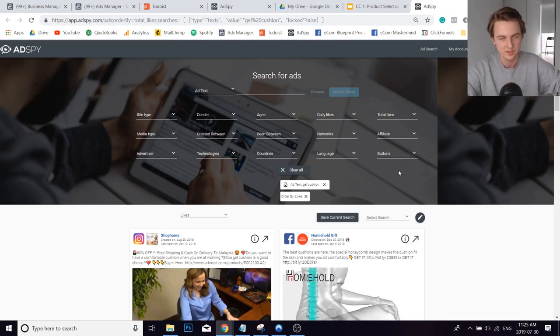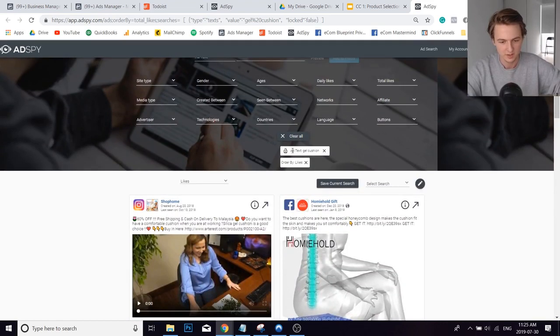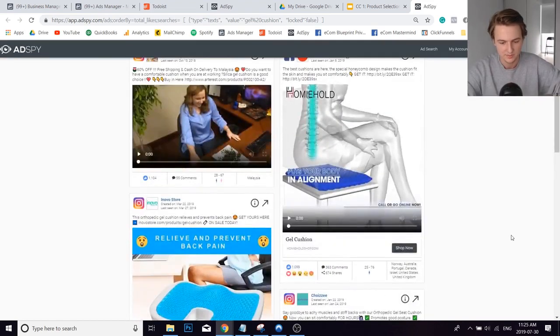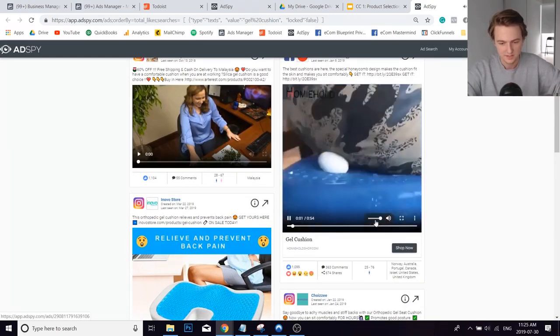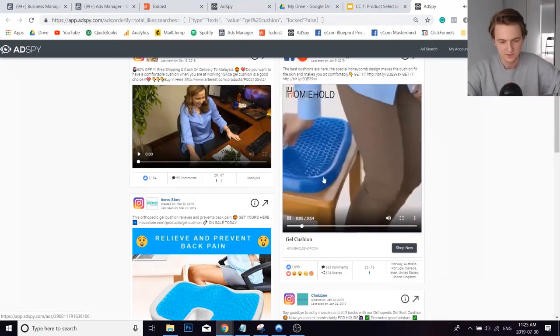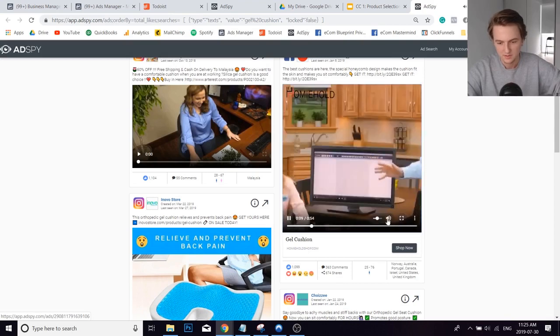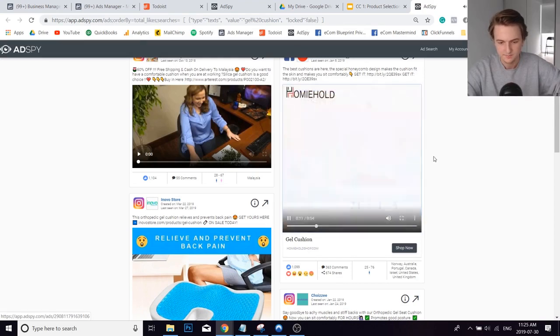Those tools are the best way to validate if there are any competitors running a certain product. What I did is, in the ad text filters, I put gel cushion, and then I just sorted it by likes to see what would pop up. And you can see right here, they're selling that cushion, right? I think this is the same ad that I saw. This is the ad that everyone was using, and this is stolen content from As Seen on TV, so I definitely wouldn't recommend running this as an ad.